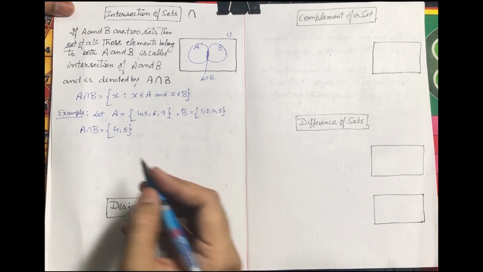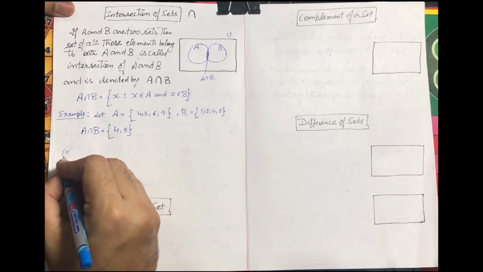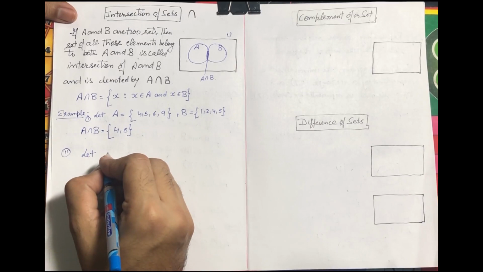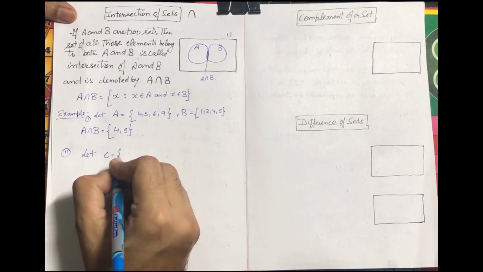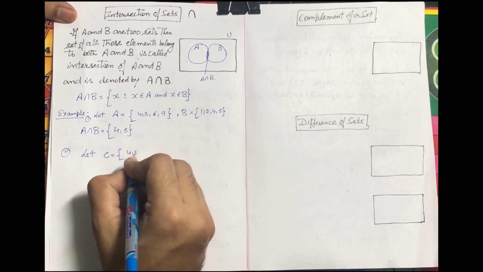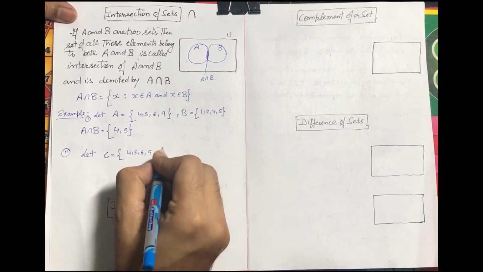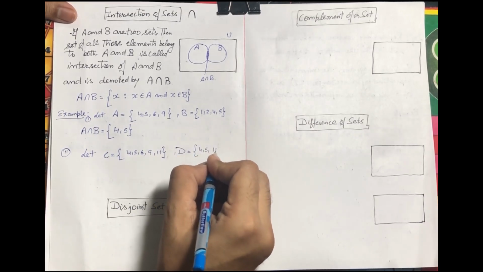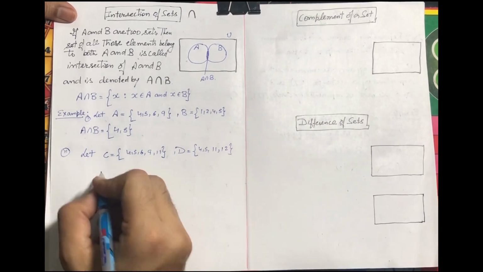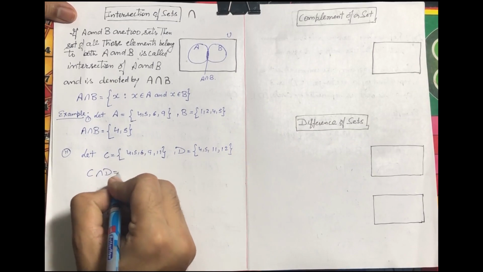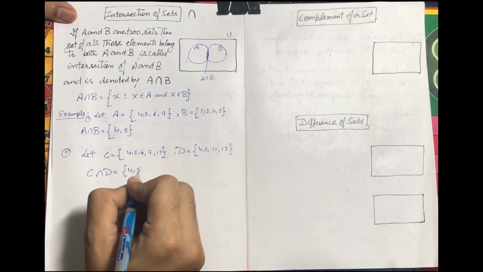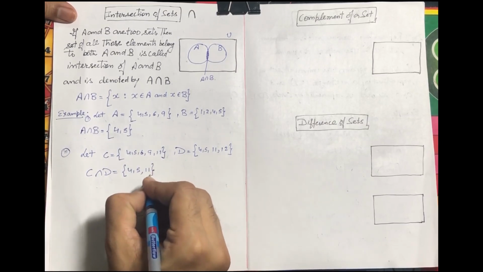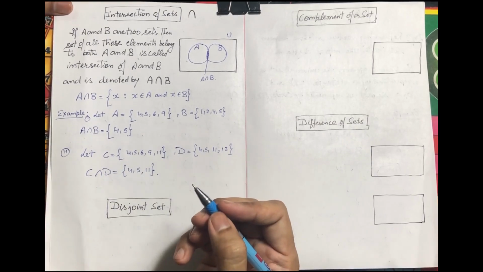So similarly, another example, example 2, this is example 1. Let C is equal to 4, 5, 6, 9, 11 and D is equal to 4, 5, 11, 12. Again you see C intersection D is 4, 5. Is there any other element? Yes, 11. So this is how we find the intersection.